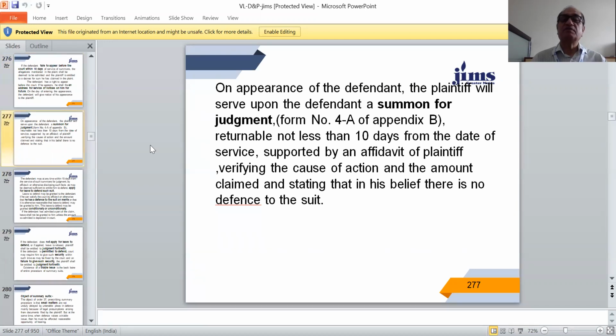And on appearance of the defendant, again, plaintiff will serve upon the defendant a summons for judgment. That is form number 4A of Appendix B. Returnable not less than 10 days from the date of service, supported by an affidavit of plaintiff, verifying the cause of action and the amount claimed, and stating that in his belief, there is no defense to the suit.